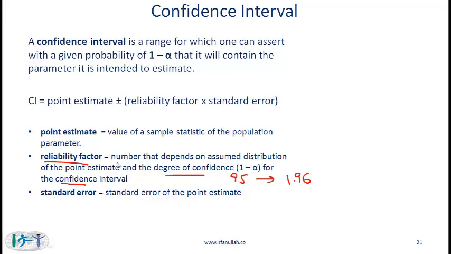But the reliability factor also depends on the assumed distribution. So far what we have assumed is a normal distribution, so we look at the z table. Later on we will also look at something called the t distribution.